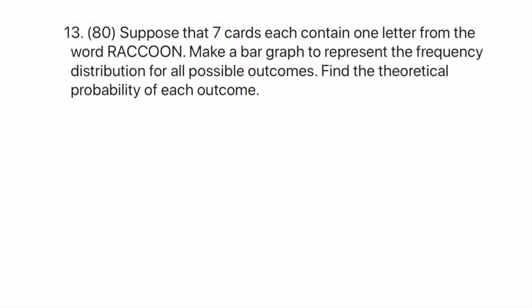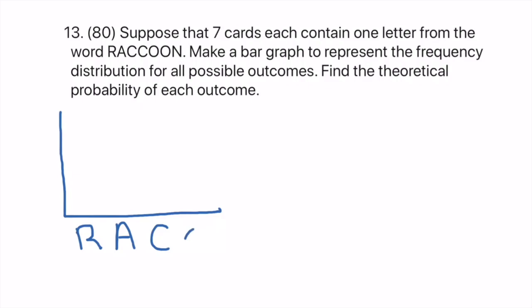Number 13 from lesson 80. Suppose that 7 cards each contain one letter from the word raccoon. Make a bar graph to represent the frequency distribution for all possible outcomes. Find the theoretical probability of each outcome. So we have to make a bar graph first. So the things we're comparing are the letters in raccoon. So we have an R, there's an A, there's a C, an O, and an N.